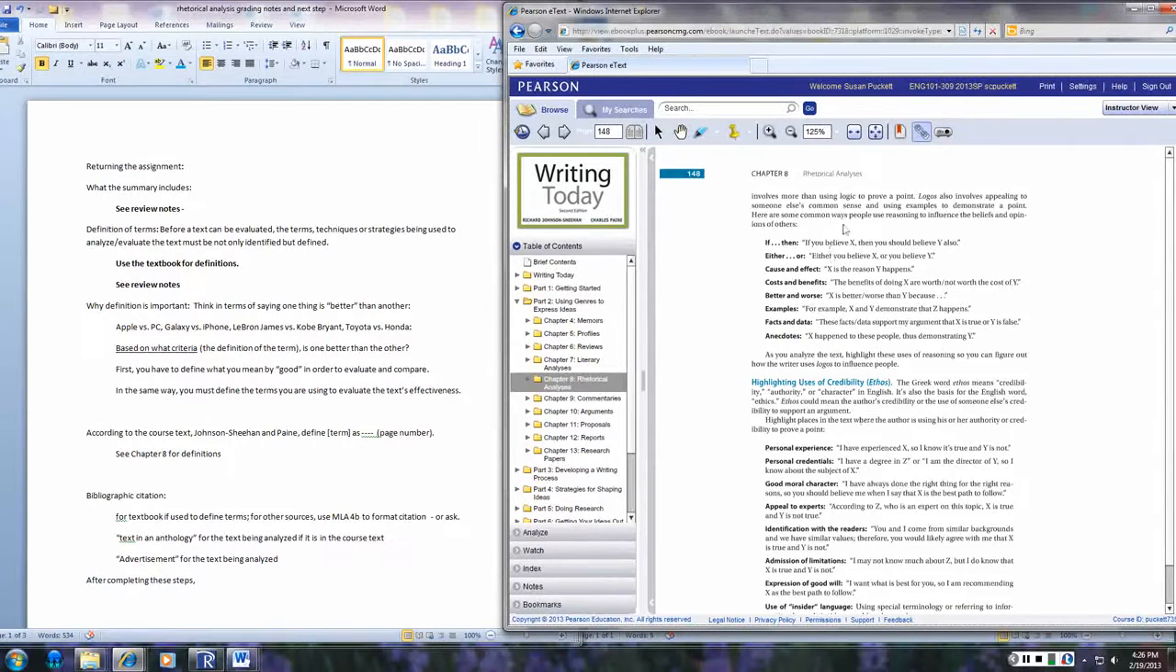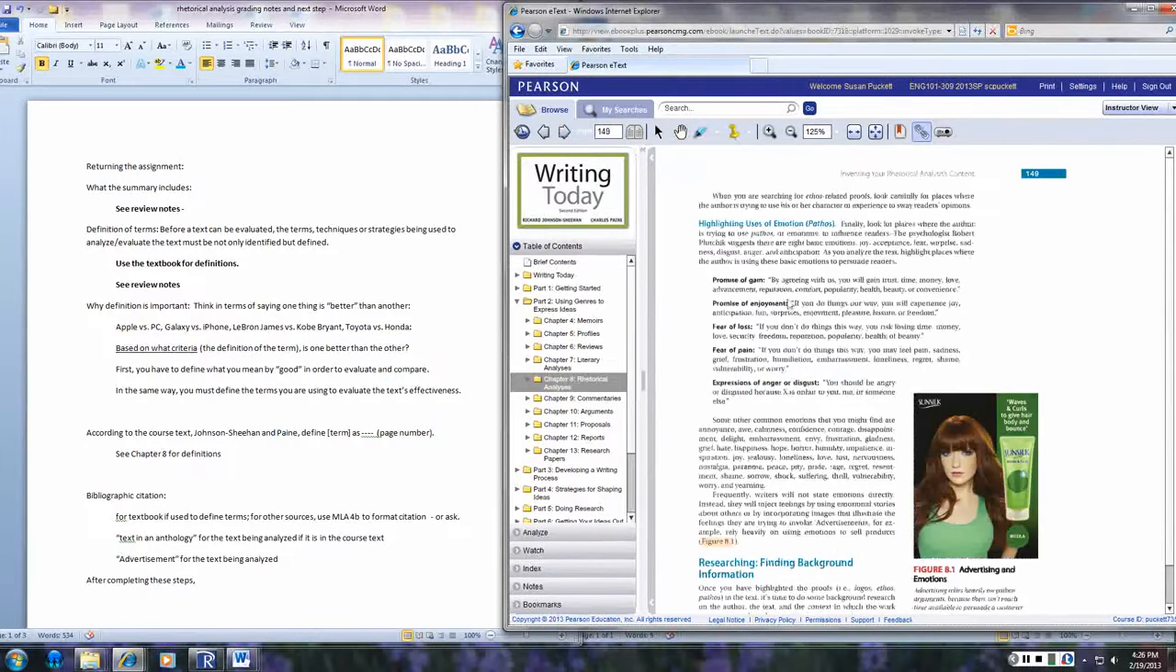Notice that it also gives us examples of how that may appear in a text. It defines ethos for us and gives us examples of how that may appear in a text. It defines pathos for us and explains to us the specific ways that pathos appeals to us. So we need to first provide definitions for our terms before we can analyze our text.